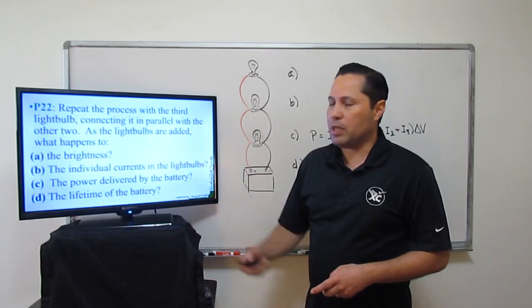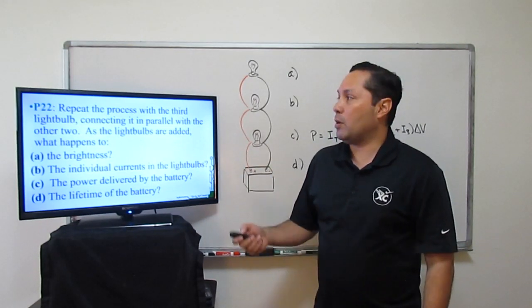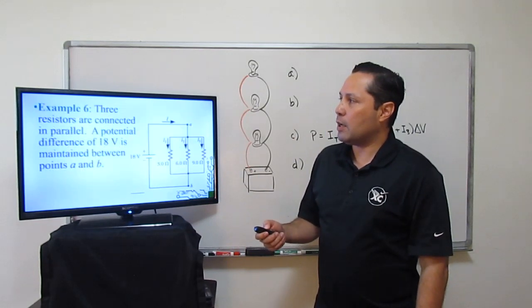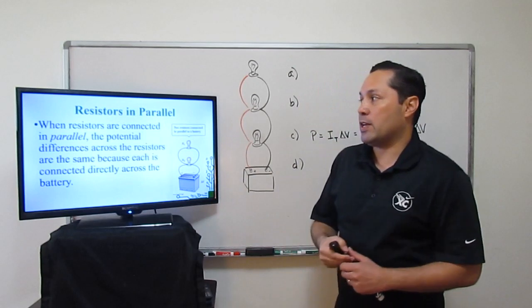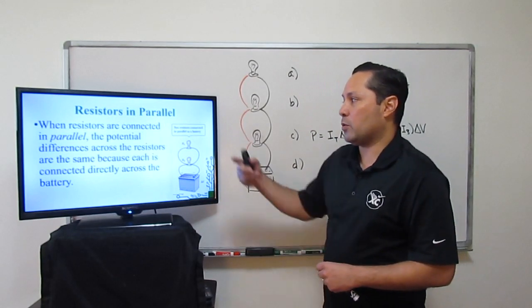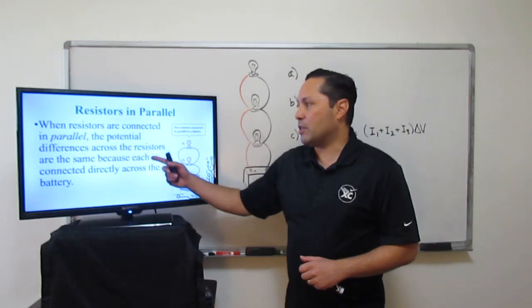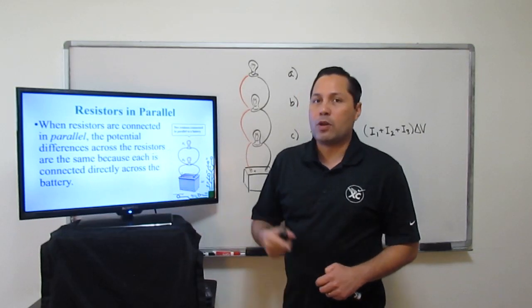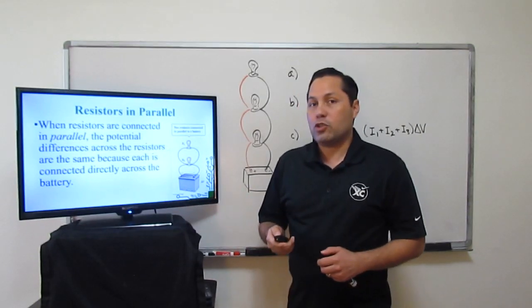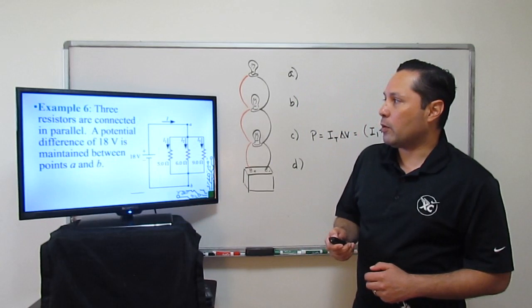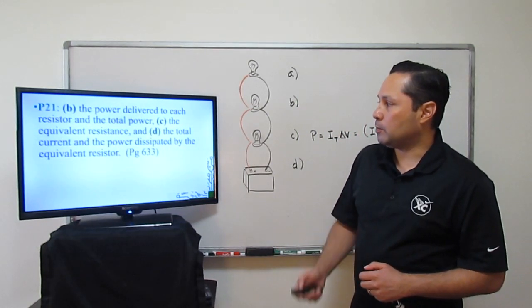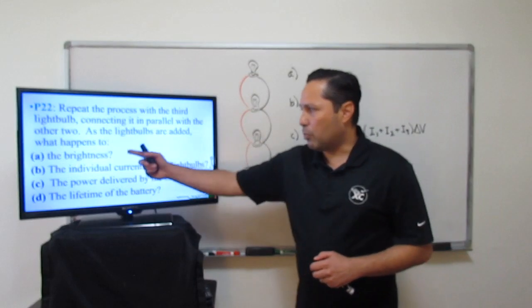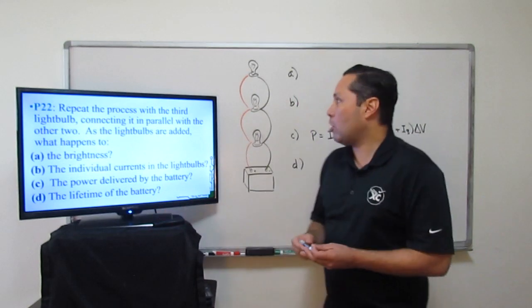To answer A and B, we're going to refer back to our notes at the very beginning of this lesson. Right here, it says when the resistors are connected in parallel, the potential difference across the resistors is the same because each is connected directly across the battery. All right, so it's the same. So for that reason, going back to our problem, the brightness is going to remain constant.